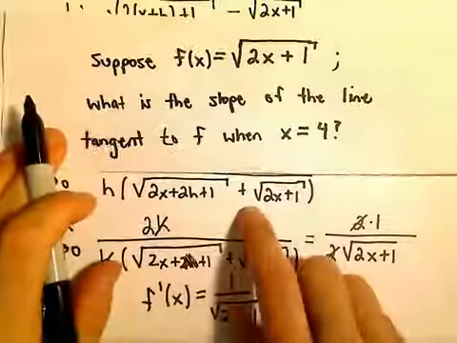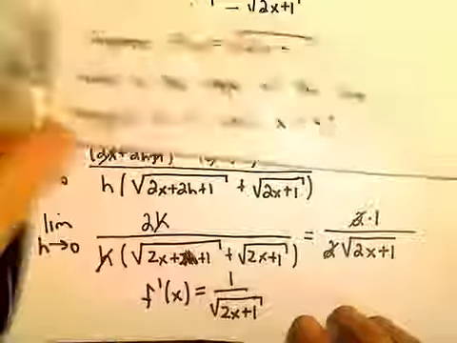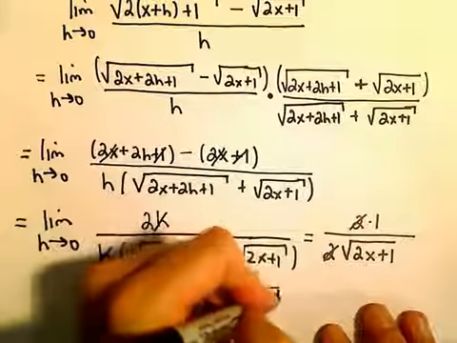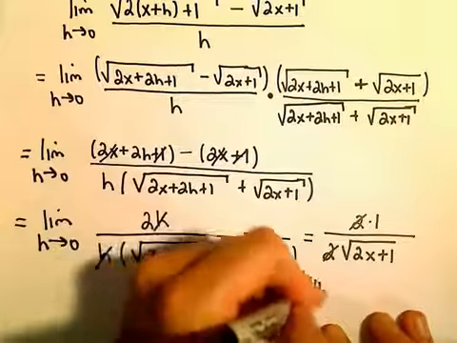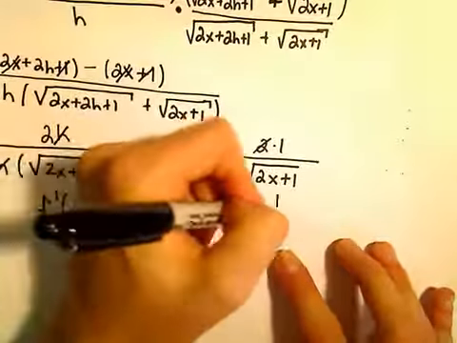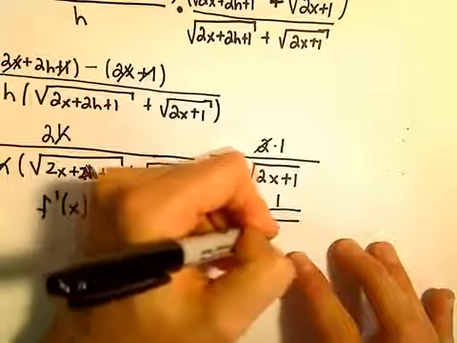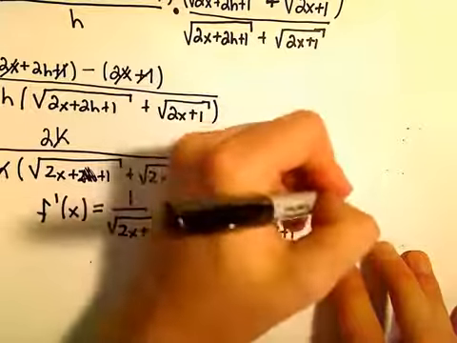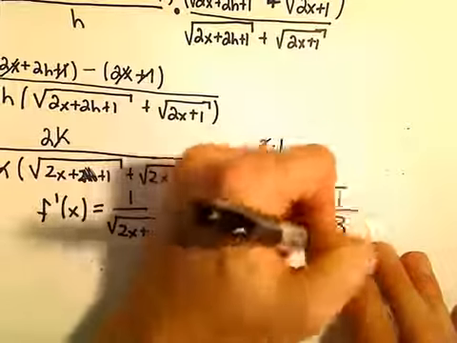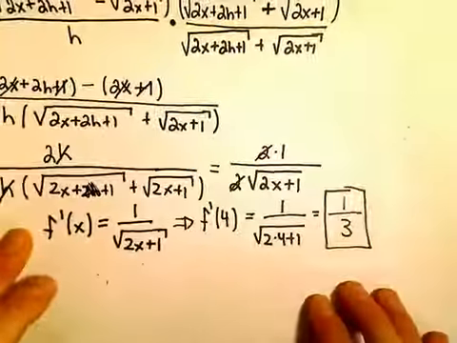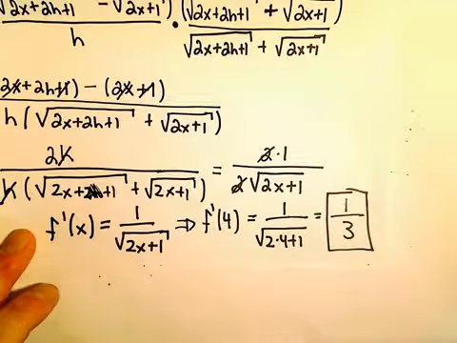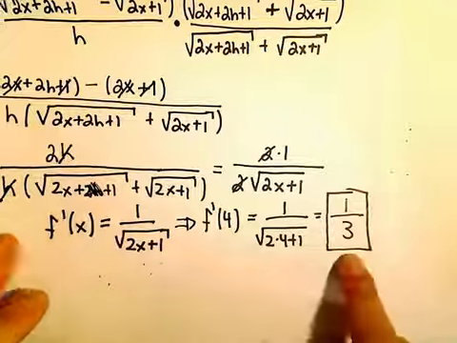And the last thing we have to do here, right, we just wanted to find the slope of the tangent line when x equals 4. Well, now we've got our derivative formula. All we have to do is plug in 4. So if we plug 4 in, we'll get 1 over the square root of 2 times 4 plus 1. Well, 2 times 4 is 8, plus 1 is 9, so we get 1 over the square root of 9, which is going to be 1/3, and now we're finished. The slope of the tangent line at that original point of x equals 4 is positive 1/3.